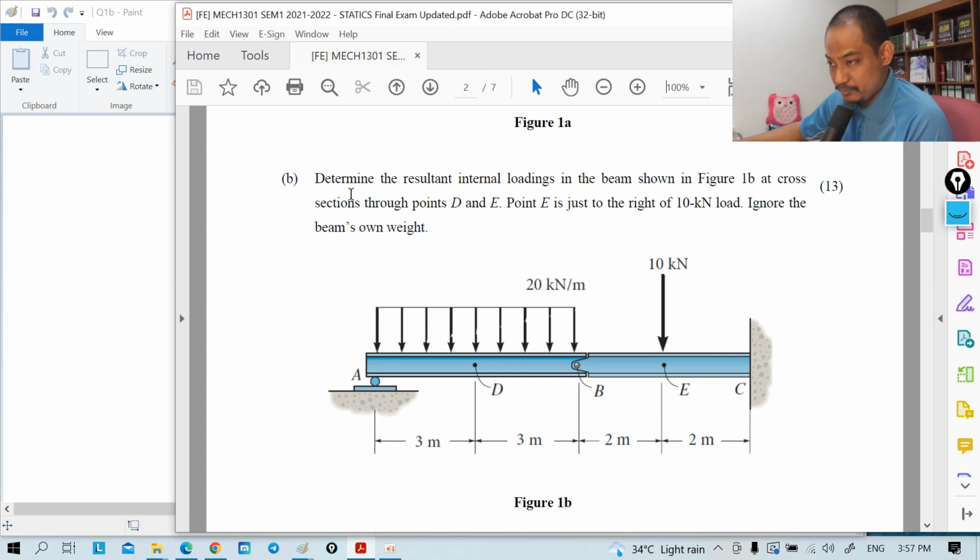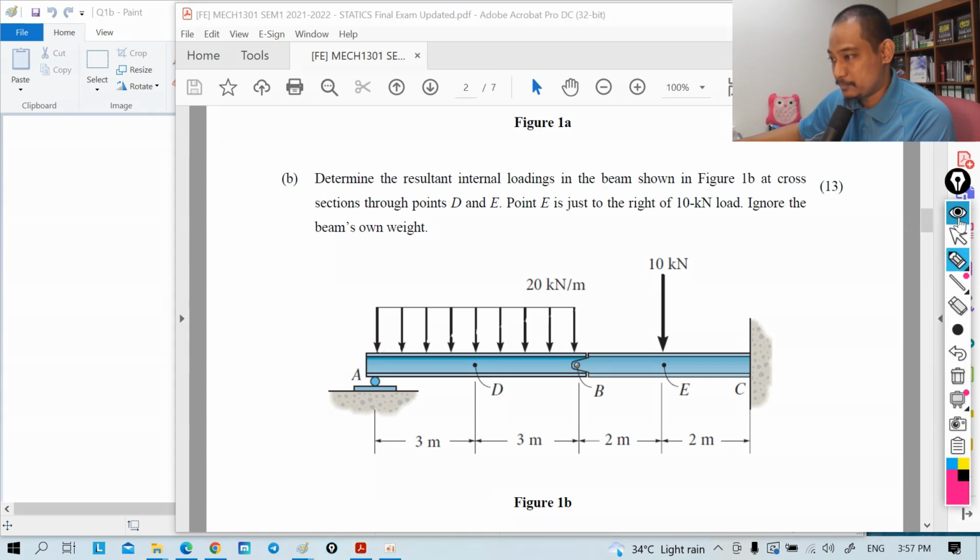Okay, part B. Determine the resultant internal loadings in the beam shown in figure 1B at cross sections through points D and E. So the question actually wants us to find the internal loading here and here, D and E. Point E is just to the right of the 10 kilonewton load. Okay, so this is important, right?